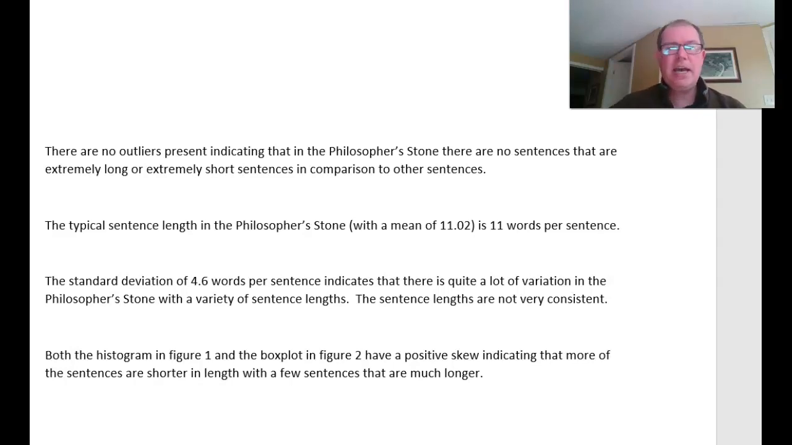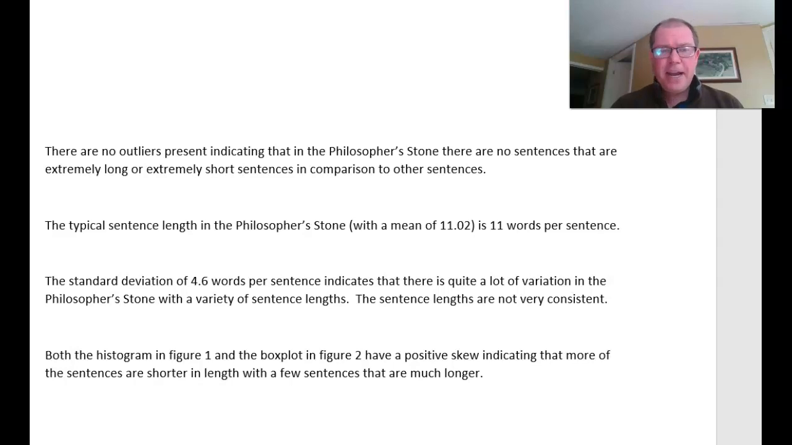So notice there that you've mentioned the book, you've quoted the mean. If you had outliers, you would use the median, and you've used words like typical sentence length, so it's easy to understand, but people know that you've used the mean. The standard deviation of 4.6 words per sentence indicates that there is quite a lot of variation in the Philosopher's Stone with a variety of sentence lengths, because 4.6 is quite a lot, isn't it? The sentence lengths are not very consistent.